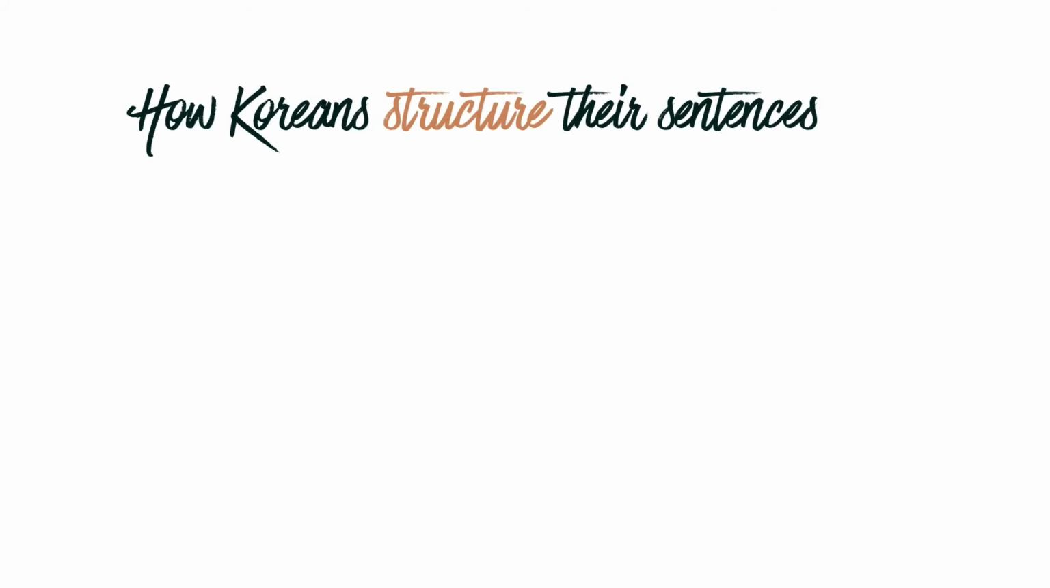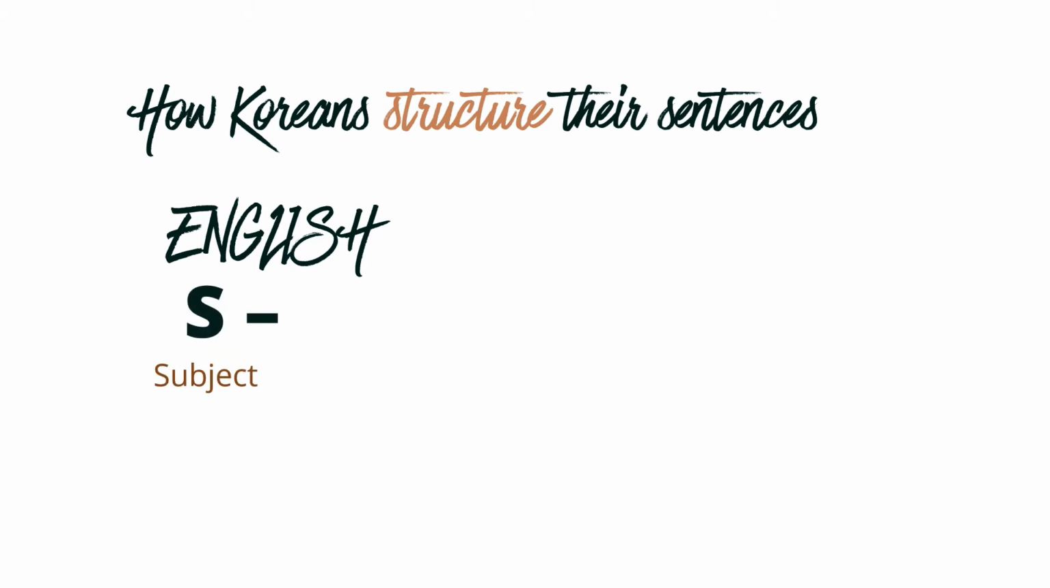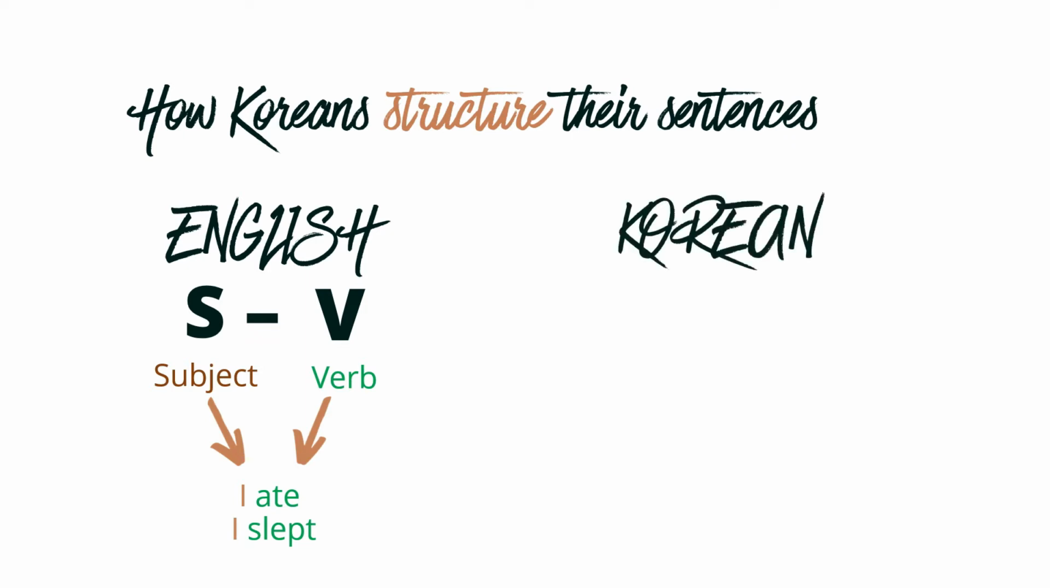Now that you understand and remember the grammatical concepts of the English sentences, we can compare it now to the Korean language. So for a basic sentence in English, with a subject and a verb, the subject comes first, followed by the verb. So for example, the sentence is I ate and I slept. The subject here is I, and the verbs are ate and slept. Now for the Korean language, it's just the same. So no need to worry about that.